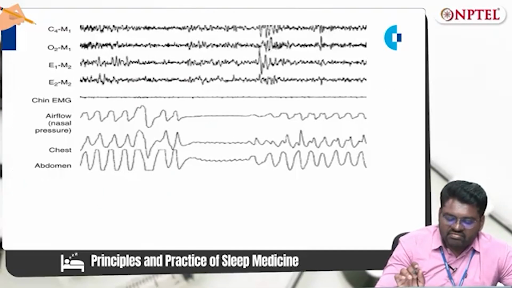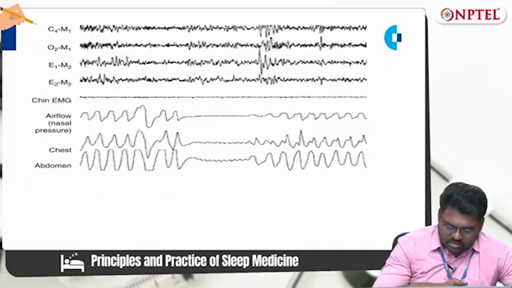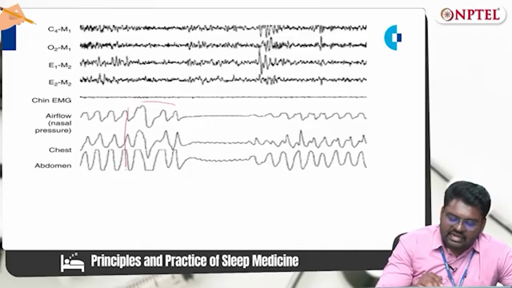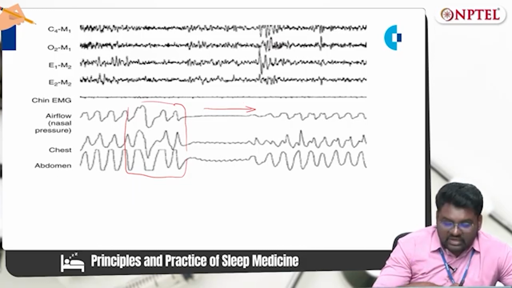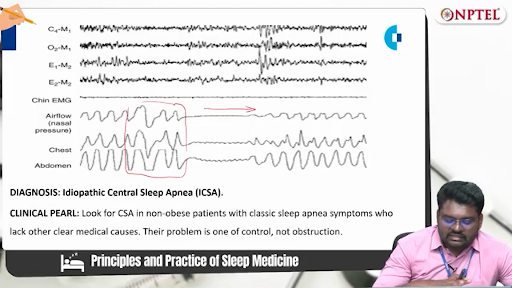So this is the graph of the polysomnography of this patient. Looking at the graph, what we can tell is there is hyperventilation followed by a cessation in breathing. So coming to the diagnosis, what can be the diagnosis? It is idiopathic central sleep apnea.